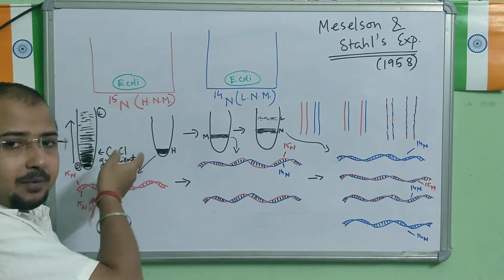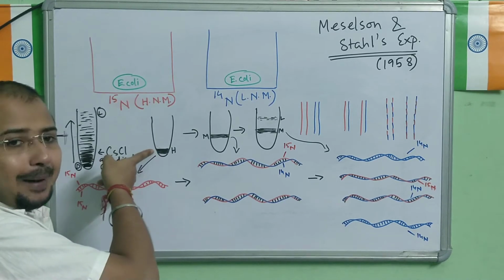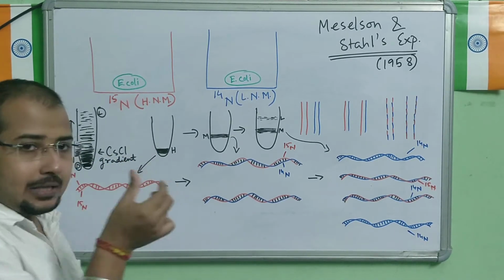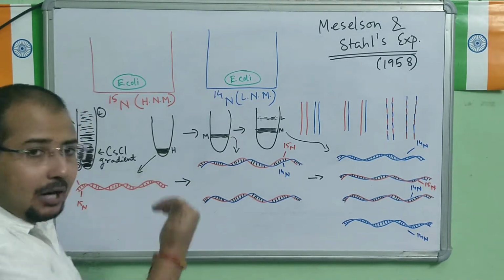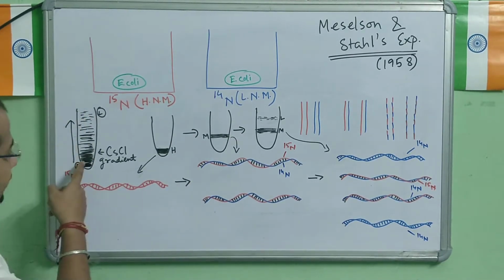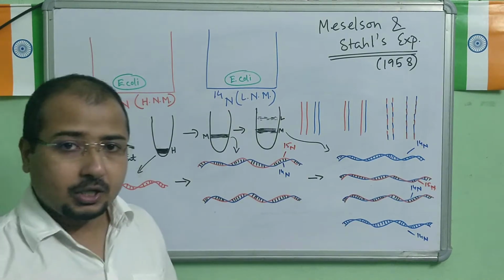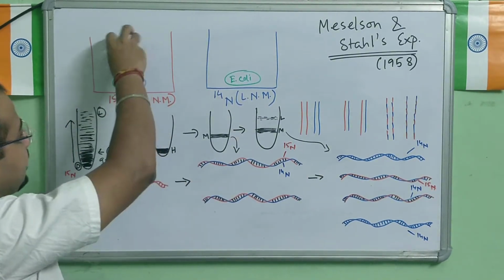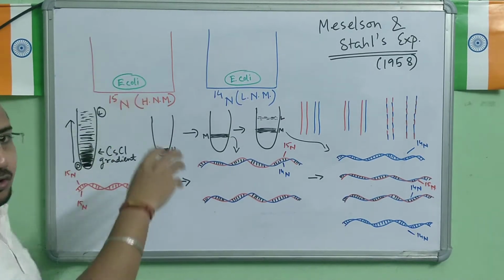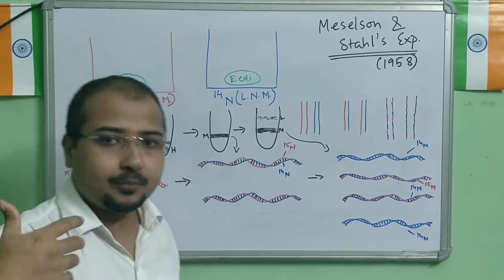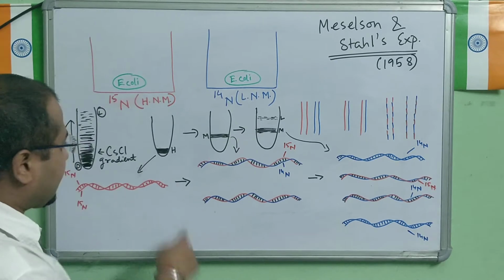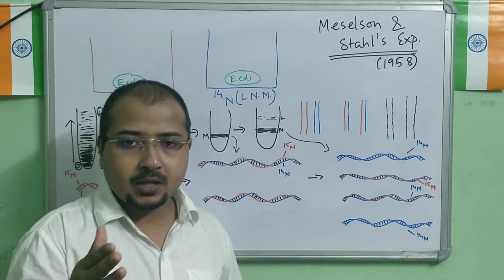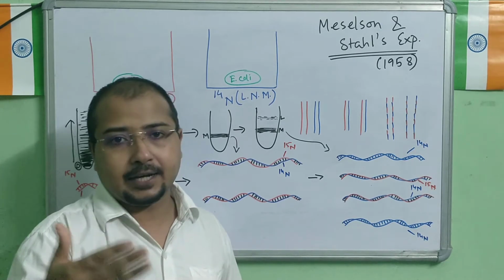You can see here the heavy band. This kind of band was developed. So it means that something settled down at the bottom, which I said is a heavy concentration, right? It means that as the bacteria were grown in this heavy nitrogen medium, the DNA produced in the E. coli has heavy strands. Both the strands of the DNA were of heavy nitrogen.